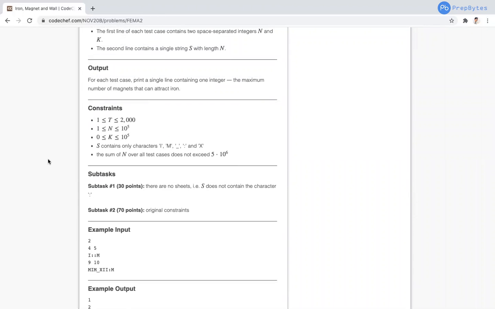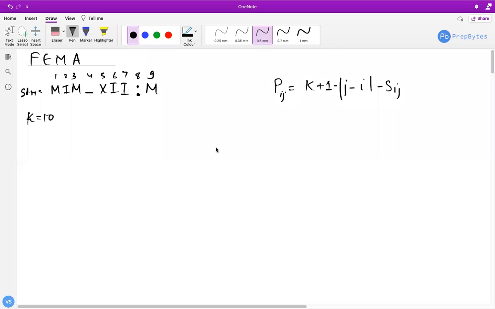Now we will understand a few test cases which will help us get the approach to solve this question. Okay, now let's see the approach. Let's build the approach with the help of this test case, which is also given in the sample test case. Here k is equal to 10 and the string is MIM underscore x. x denotes the block cell, I is iron, M is magnet, underscore is an empty cell, and this colon is a sheet.